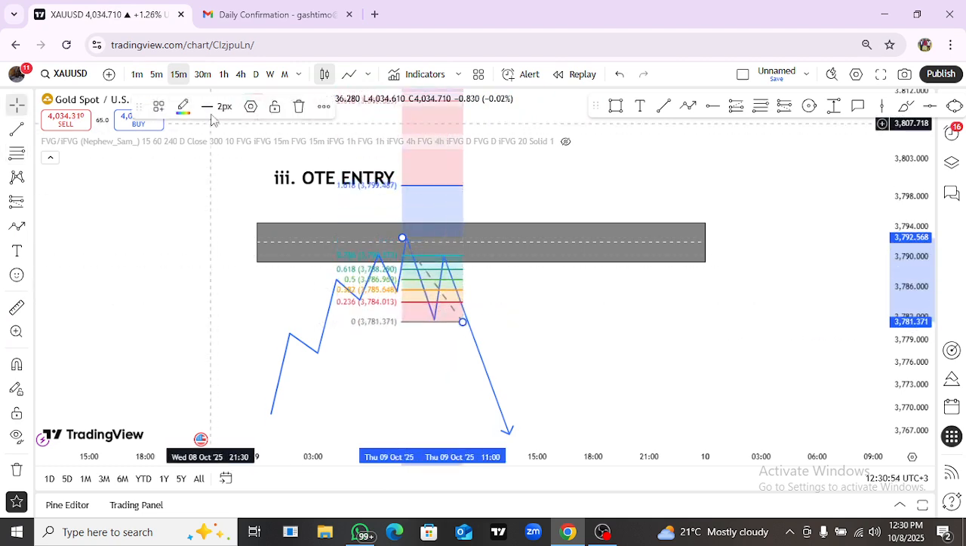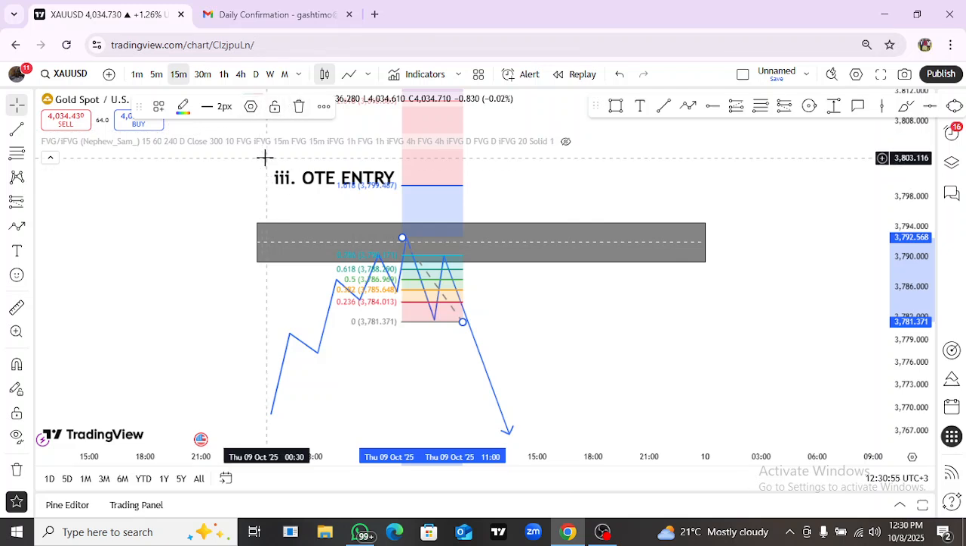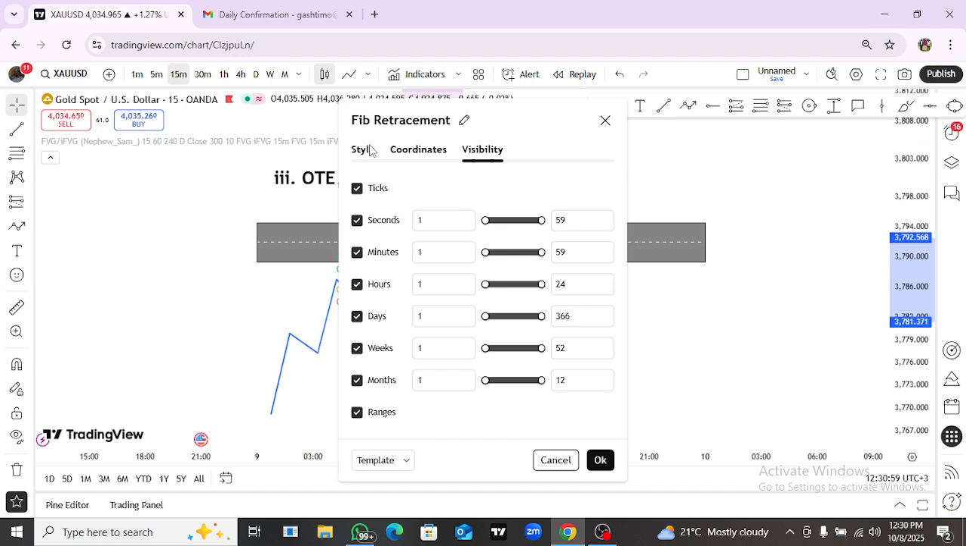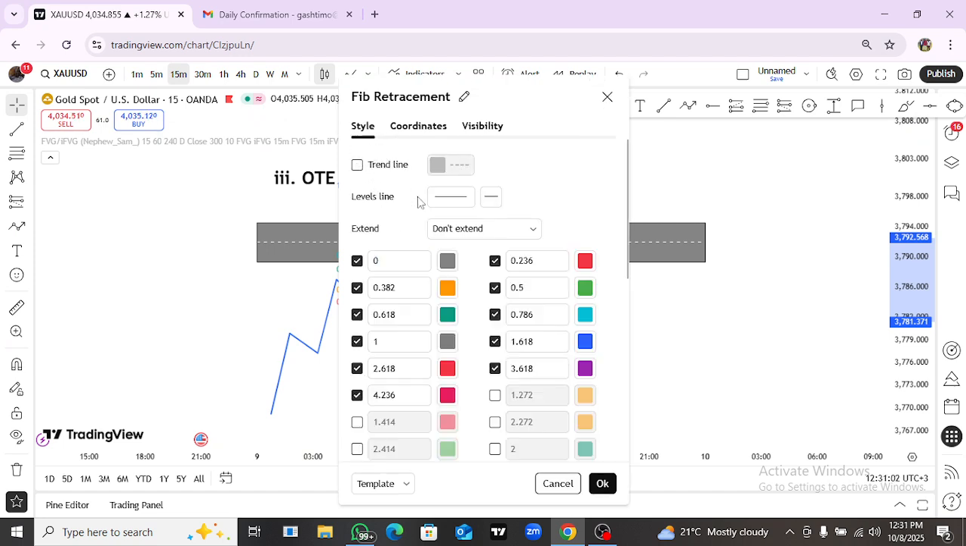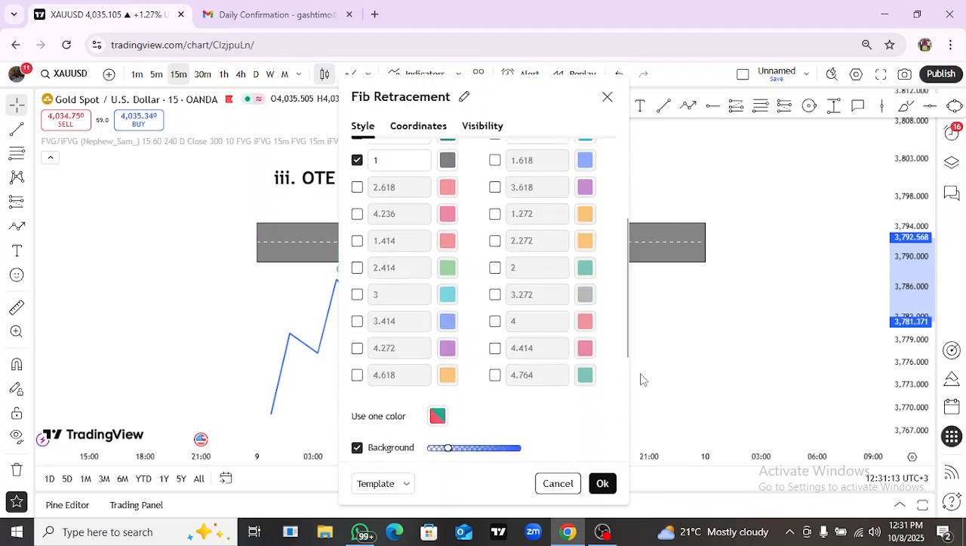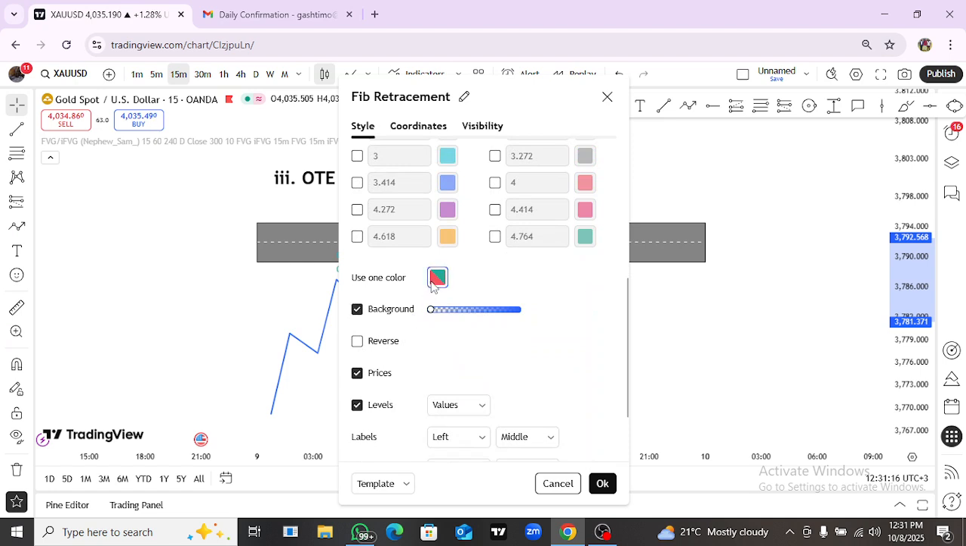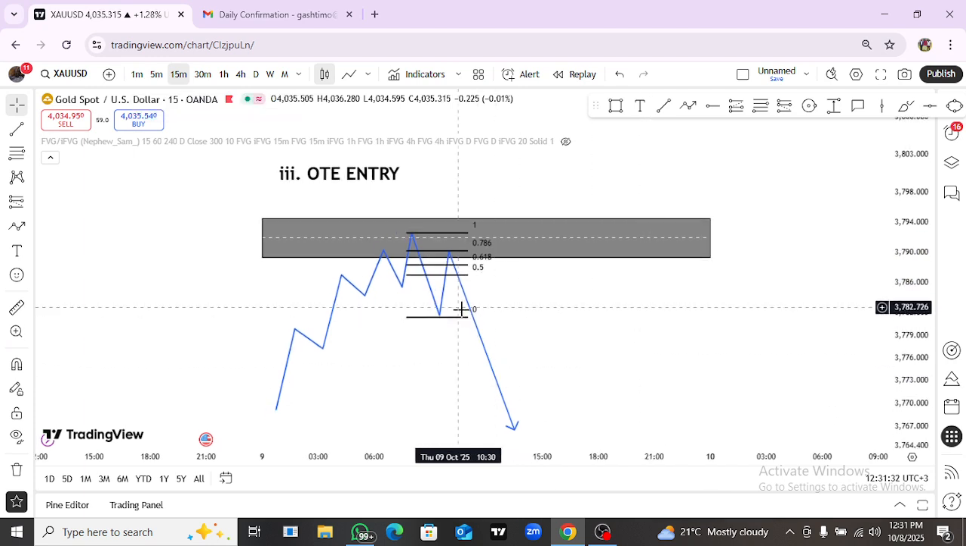Let me just do some settings on my Fibonacci so that it can be clear. I don't want a trend line. I don't need this one. Background, we don't want any background. We want to use one color. We don't want prices. Then labels on the right, top. Okay, so this is now the Fibonacci settings.